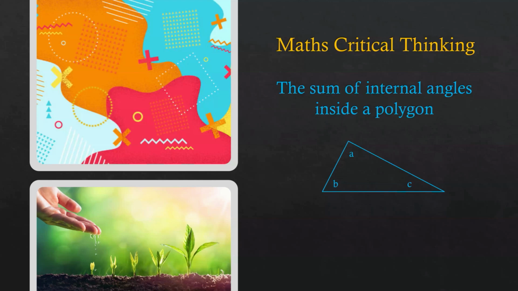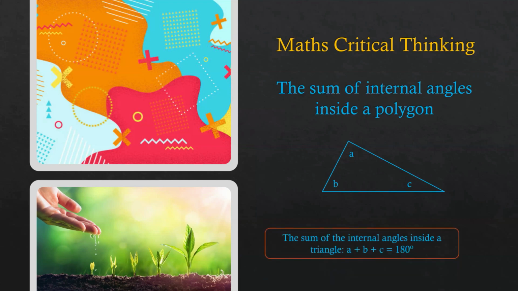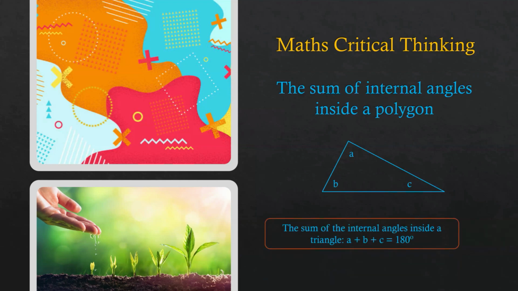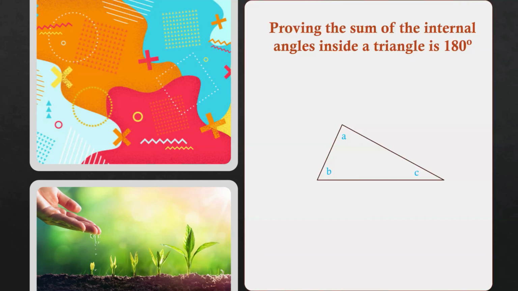Now, as I said before, if you're serious about math, you can't just memorize like that. You need to prove it. So today I'm going to go through the whole thing. The first thing we're going to do is show that the sum of the internal angles inside a triangle is always 180 degrees. So that's the first thing that we will do.